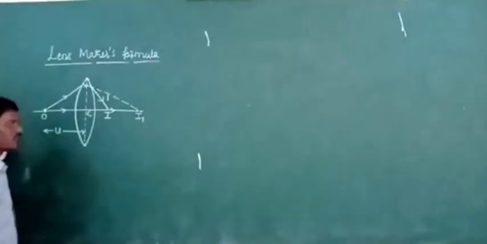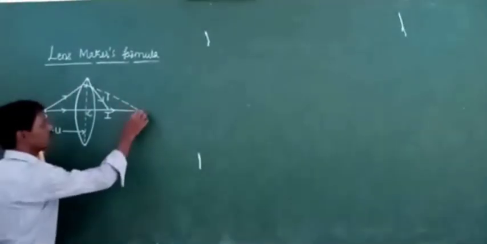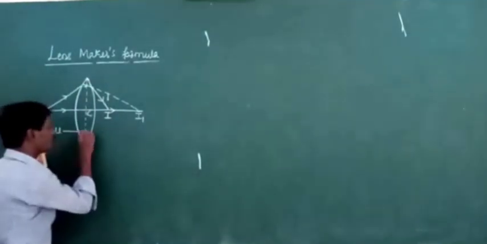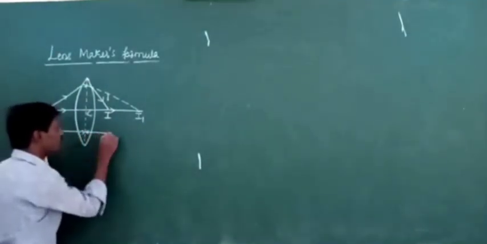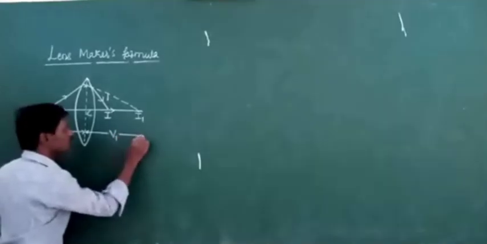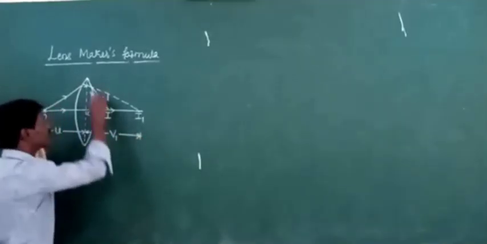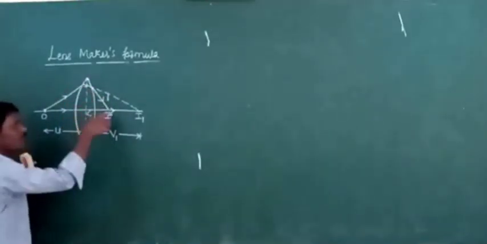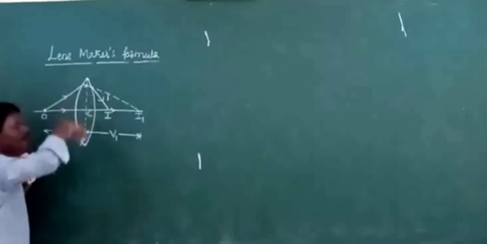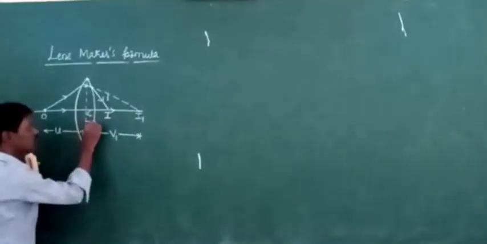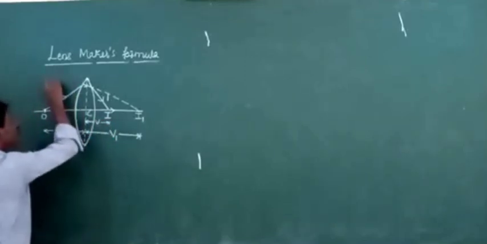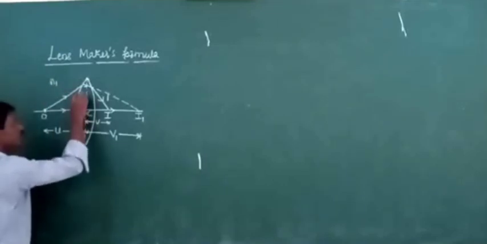And what is the distance of the image formed by the first surface in the absence of the second surface? At what distance? That is V1. Then the final image formed by both surfaces, at what position? So the final image is formed at I due to the refraction at first surface and second surface. And what is the distance of the final image here? That is V. And I will take the refractive index of the surrounding medium as n1. The refractive index of the lens is n2.